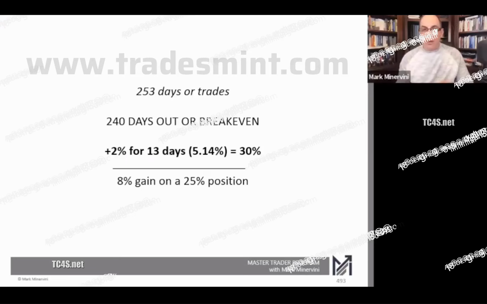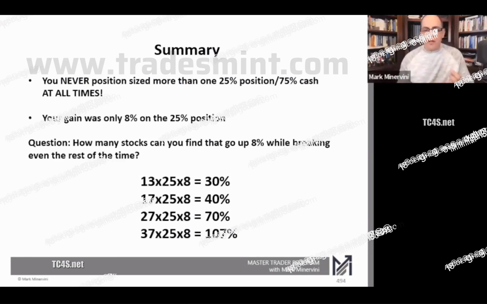By just treading water 95% of the time and only 5% of the time finding a stock that goes up 8%, 13 stocks out of a year, you will capture that 2% and make 30%. If you made 30% a year, that would literally put you at the top of the performers, like the best performers in the history of the stock market. That would put you at the best hedge funds and the best money managers in history. And that's very doable. Now, in all of this, just keep in mind, you never position size more than 25%.